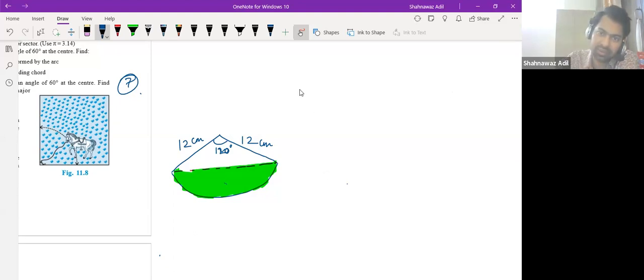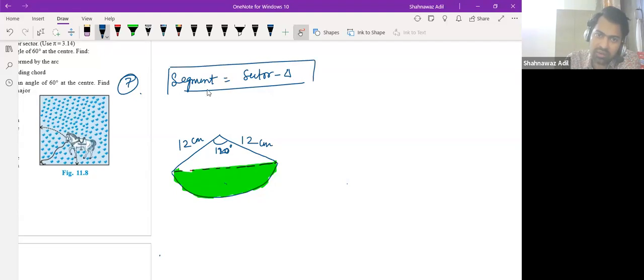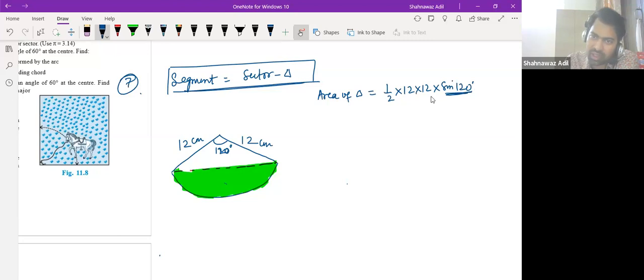Then, to find out this segment, we'll have to figure out sector minus triangle, right? And area of triangle we can only calculate using this trigonometric ratio, right? So area of triangle, that would be half 12 and sine of 120. This is the problem in here, right? Right, guys? So how much is sine 120?